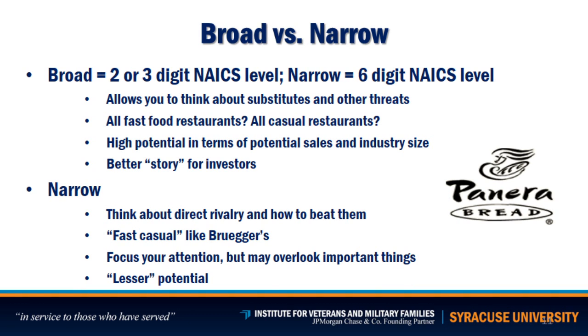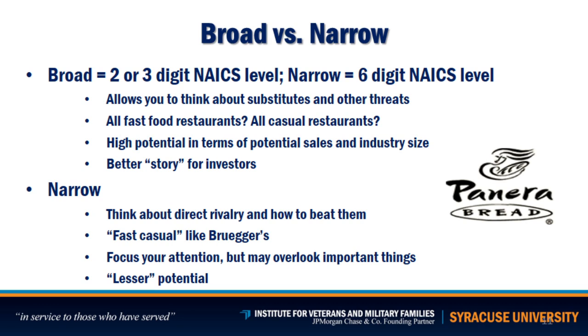A lot of times entrepreneurs get confused about those digits. So I want to give you an example, and we call it here broad versus narrow. If you look at the 2 or 3 digit NAICS level, it really gives you the big picture of what's going on in the industry. It allows you to think about substitutes and other threats at large, right?